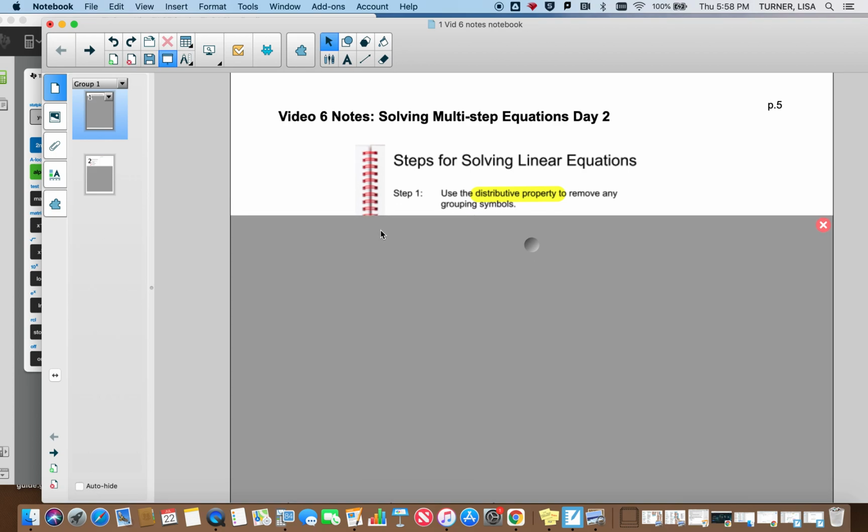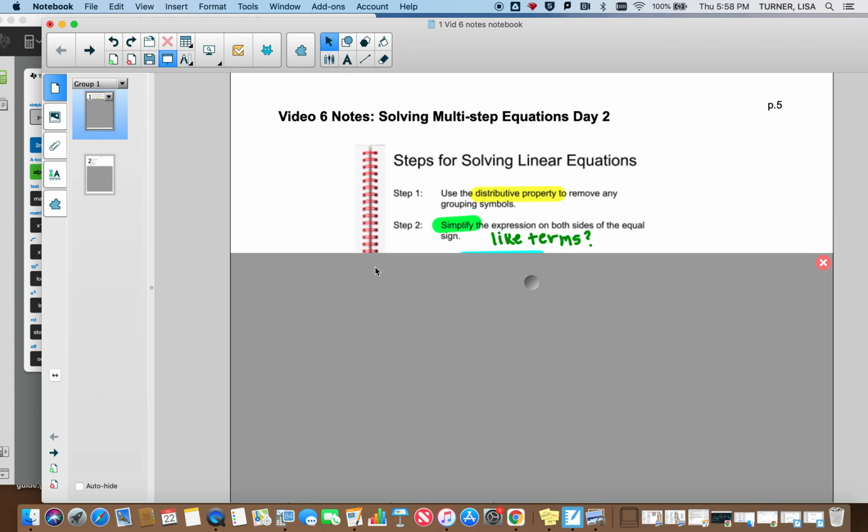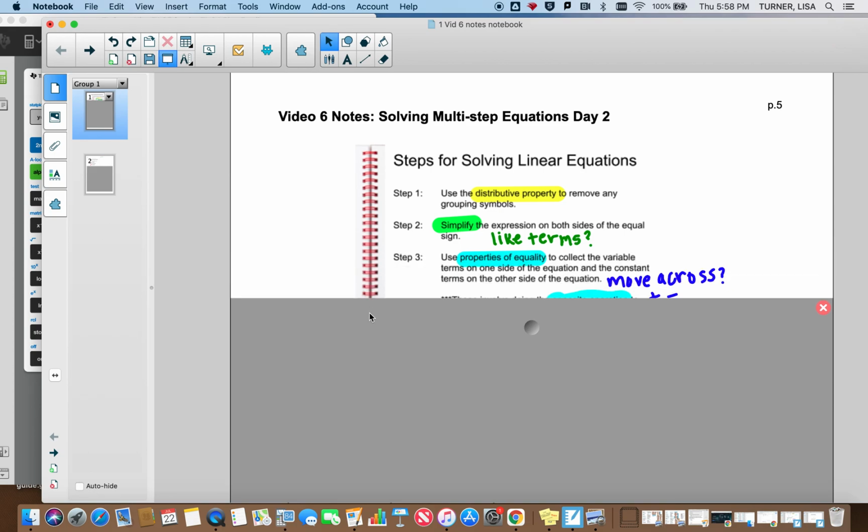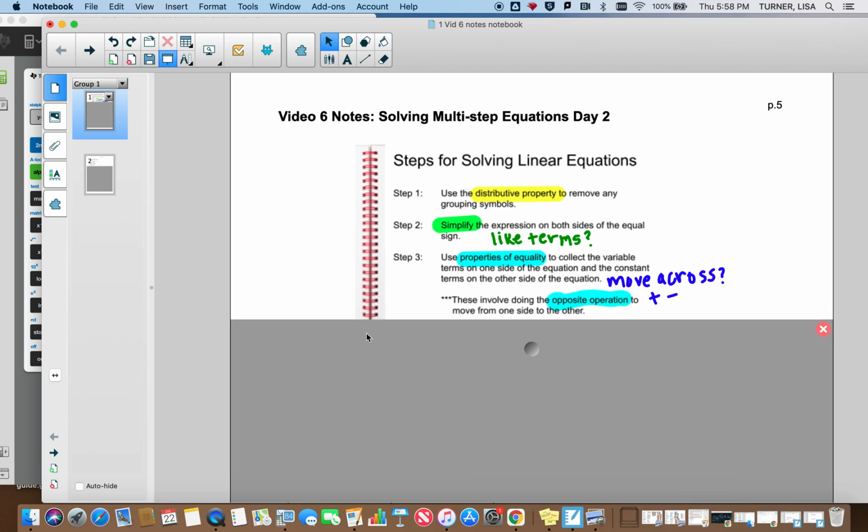The first step is always to look to see if you need to distribute, so please underline that or highlight that. Then step 2 is simplifying, and you're looking to see if there are any like terms on either side. Then you're looking to see if you can combine terms across. And so we're going to use properties of equality to do the same thing on each side. And we do the opposite operation to move it across.